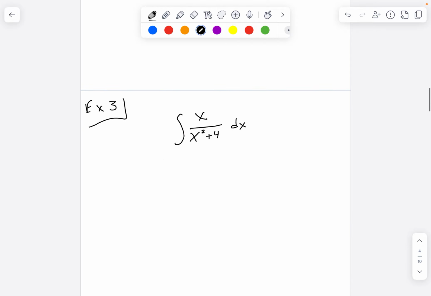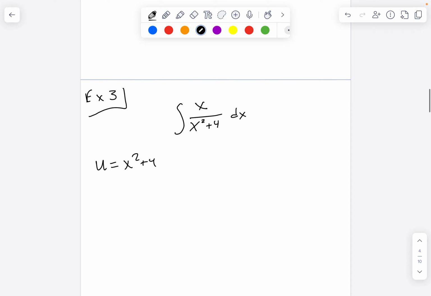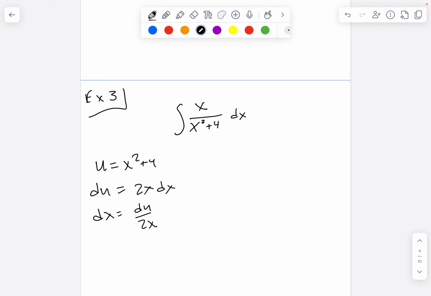Let's go ahead and do one more problem. So we have the integral of x over x squared plus 4 dx. I'm going to set my u equal to x squared plus 4, just to make it a bit simpler. And don't be afraid to guess what the u is, work it out, and then go back. U substitution, once you have it down, is pretty quick. So we have du is equal to 2x dx. Dx is equal to du over 2x.